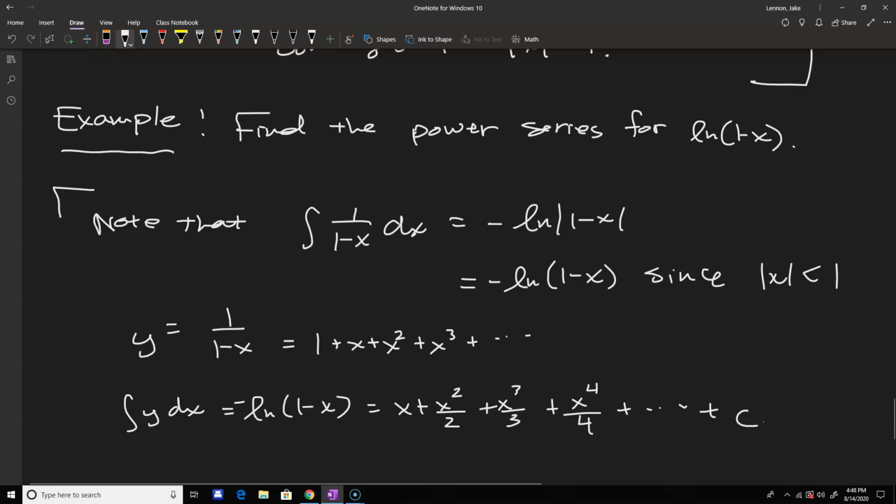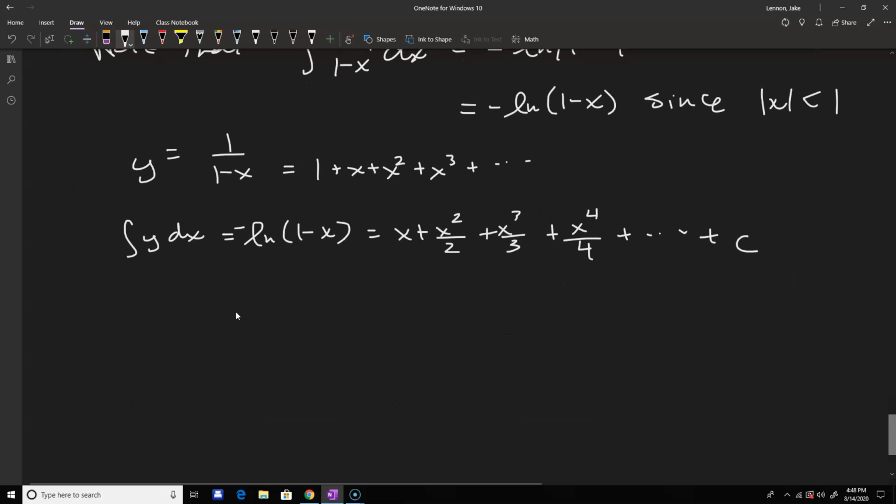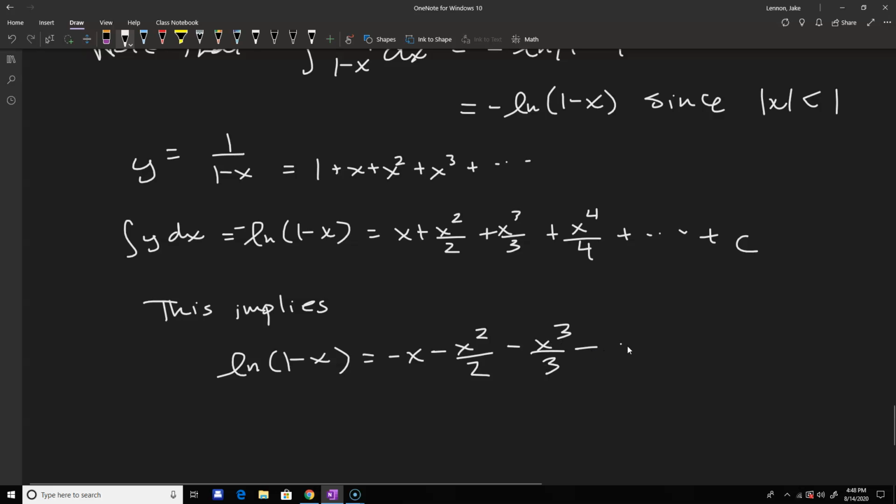So notice, since we actually want to find the natural log, we asked about the natural log. So the natural log of 1 minus x would just have the power series. We would have to multiply everything by a negative. Sorry, so there should be all negatives in front because we needed to multiply everything by a negative. So that would be our power series based on that.